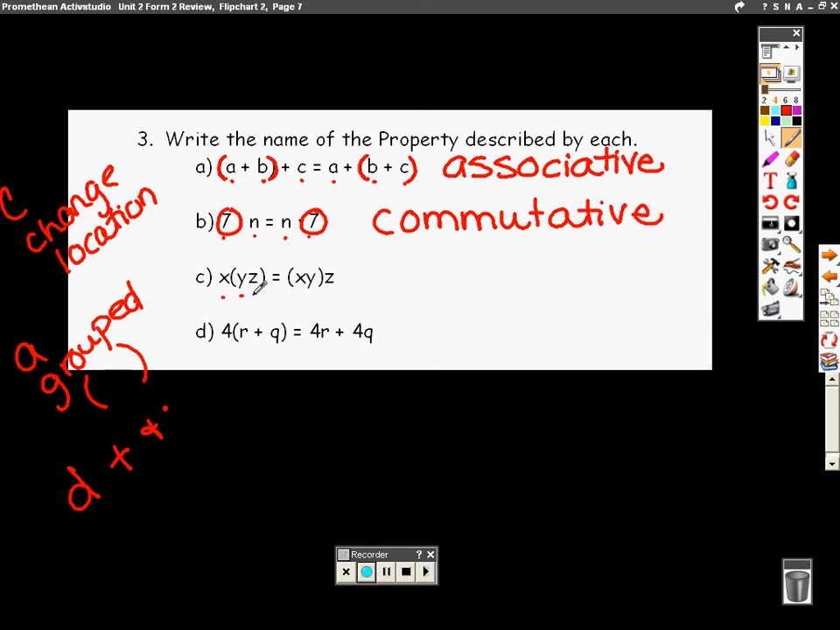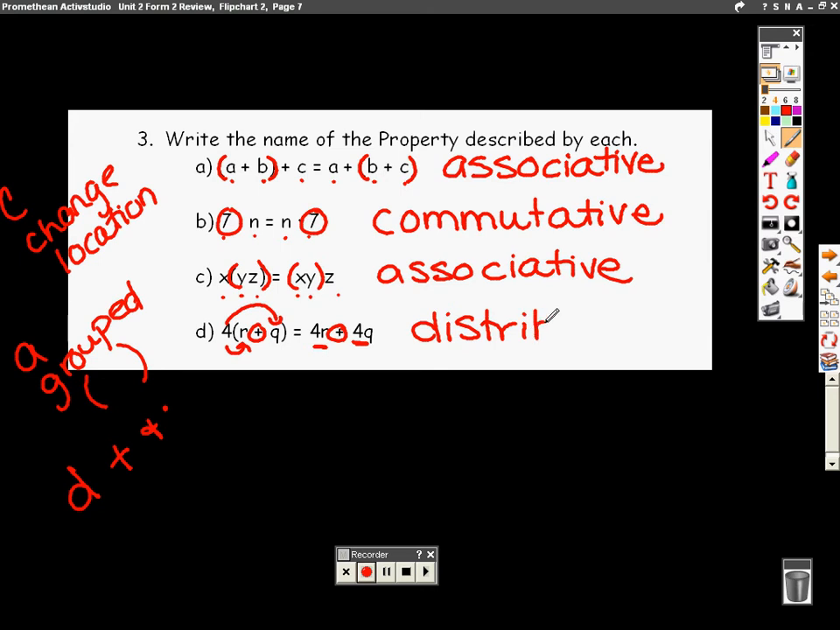Here we have x, y, z, x, y, z. So again, it's the way it's grouped. It's parentheses, so it's associative. And then here I'm seeing 4 times r and 4 times q, as well as addition. So because it's the 2 operations, we're looking at the distributive property.